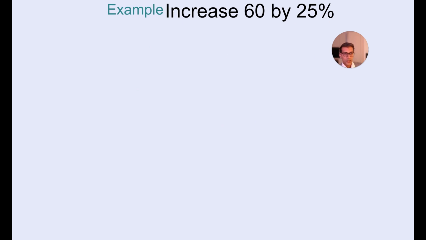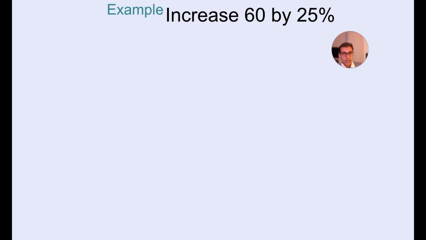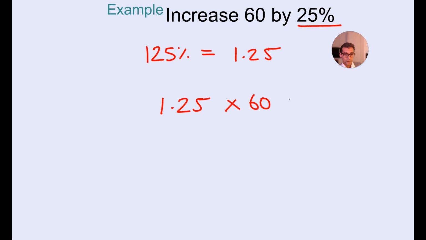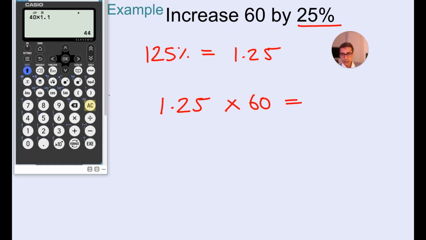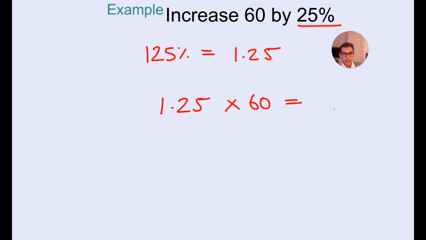Increase 60 by 25%. So this time, an increase of 25% is 125%, and that's going to be equal to 1.25. So we're going to do 1.25 times 60. So straight away, we're going to use our calculator. 1.25 times 60 equals 75. That's our answer. There's no units in this, so we're just going to leave it as it is.